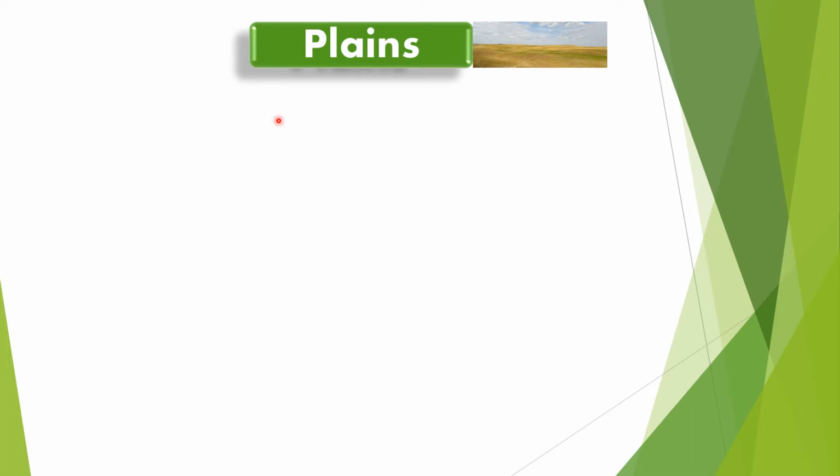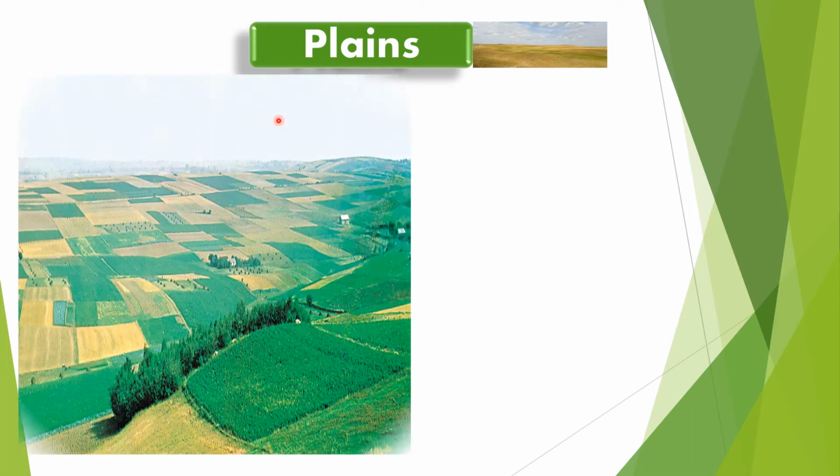What are plains? What is plain? Plain is a flat and low land surface of the earth. Mountains are high land. Plains are low land with gentle slope. Yes, children, we can easily see steep slopes in mountains, but in plains we cannot see slopes. Why? Because they are very gentle. It is not easily visible.